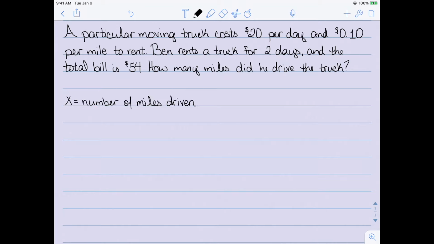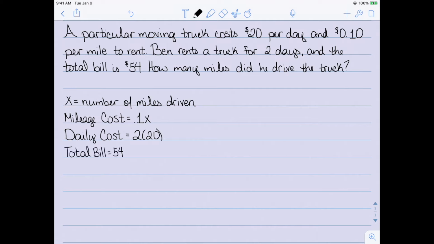The third step is then to organize the information. So let's look at what we have. We know the number of miles driven is x. The mileage cost, well, we know it costs 10 cents per mile and he drove x miles. So the mileage cost would be 0.1x. And then we also have a daily cost. We know the truck cost $20 per day and Ben rented the truck for 2 days. And then the other piece of information we have is the total bill was $54.